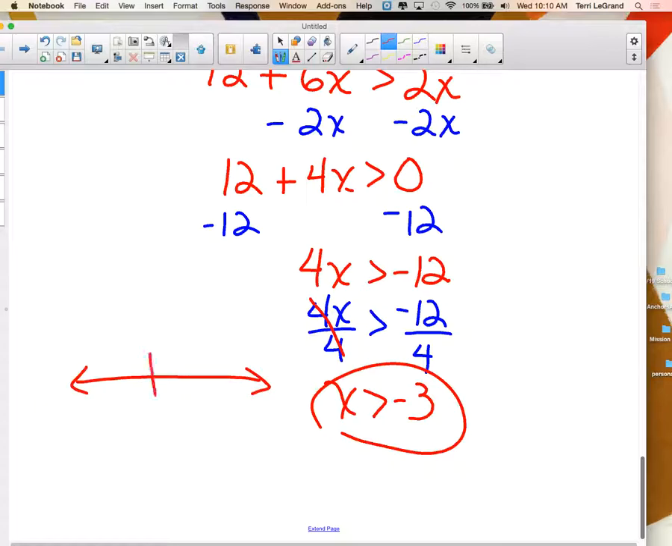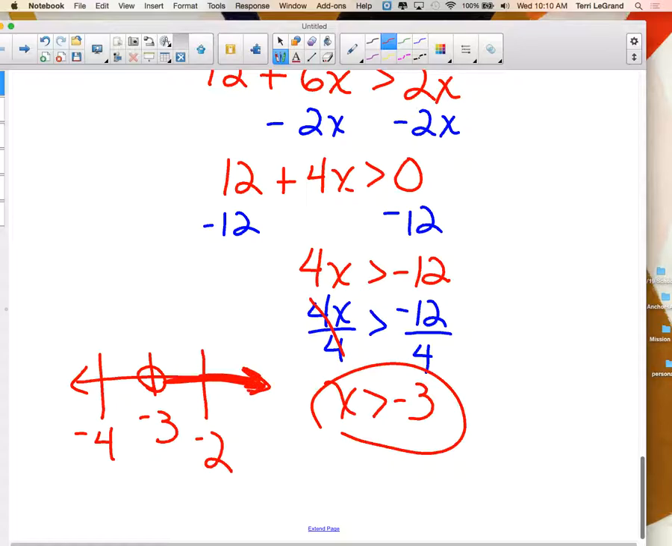And of course we always graph these. So which integer neighbor lives over here to the left? -4. And the integer neighbor over here to the right is? -2. And is -3 a solution? No, it is not included. There is no equal to. And it's headed in the greater than direction.